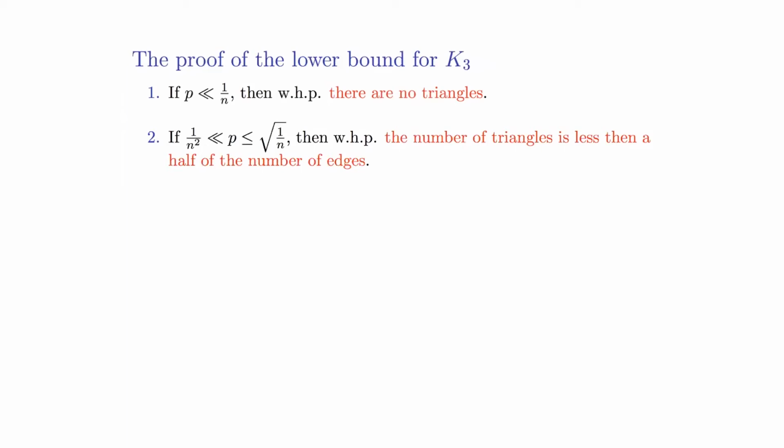And it is easy to compute that with high probability the number of triangles is less than half of the number of edges. So the expected number of edges is n choose 2 times p, and the expected number of triangles is 1/6 n cubed p cubed. Comparing this, you can see that the number of triangles should be with high probability less than half of the number of edges. That also immediately gives you that the stability result doesn't hold.